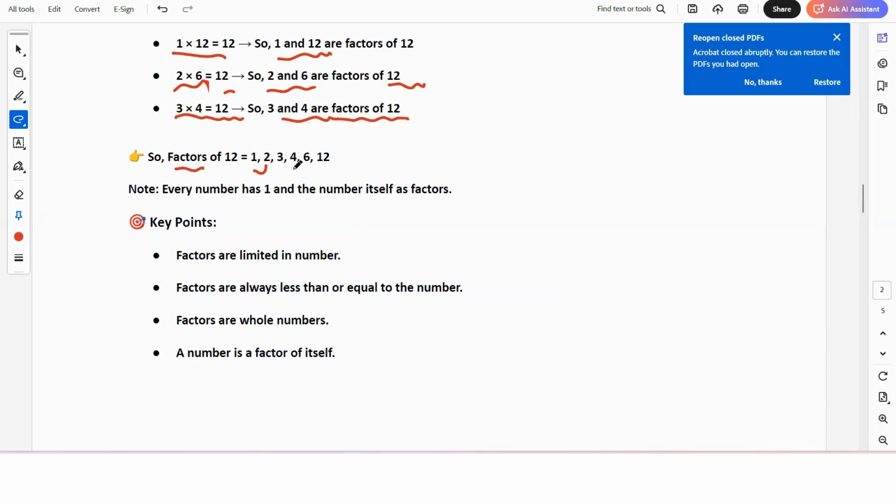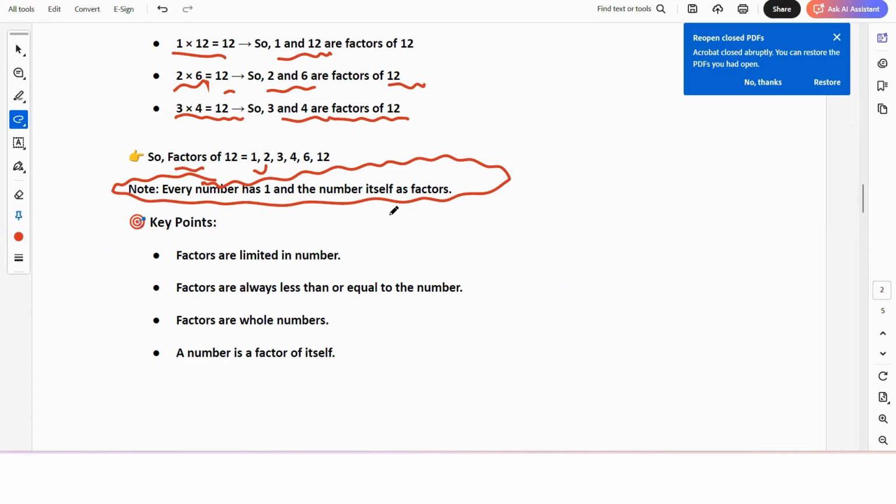And 1 is a common factor of any number, because we start with 1 first. That's why every number has 1 and the number itself as factors. Every number has at least two factors: the number itself and 1.